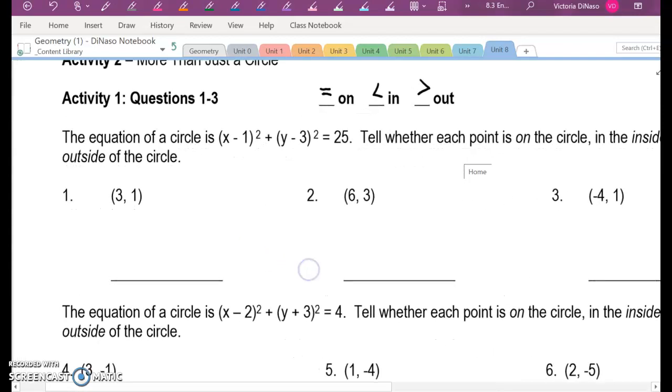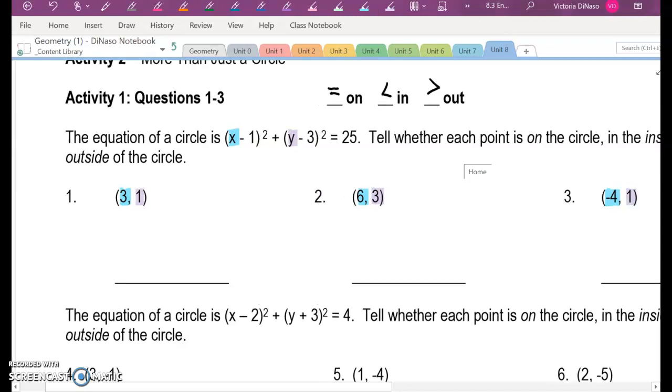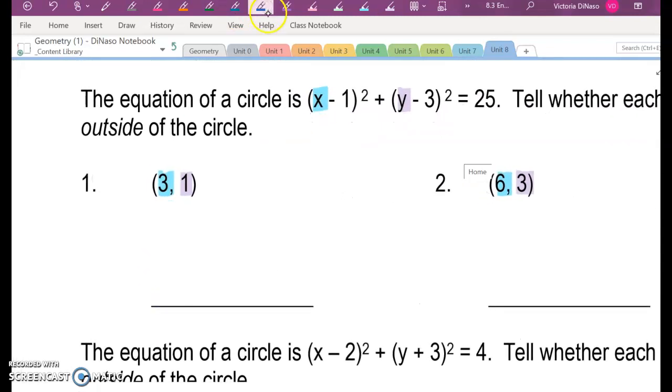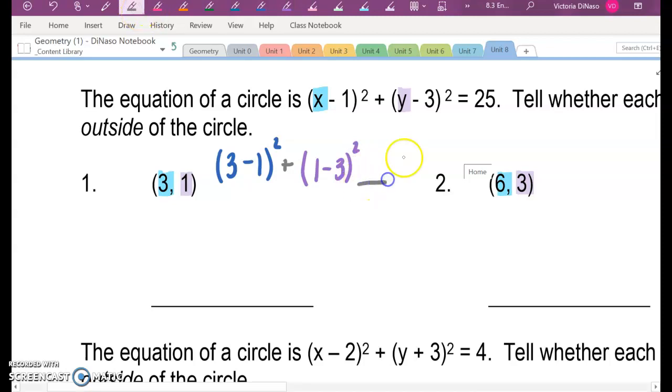So here's what we got. We've got x and we've got y. What you've got in each of these, 1, 2, and 3, is x, and you've got y. So what we're going to be doing is just straight plugging it in. So we've got 3 minus 1 squared plus 1 minus 3 squared, and then we've got something 25. So I have to figure out what symbol I'm going to put in between these 2 sides.